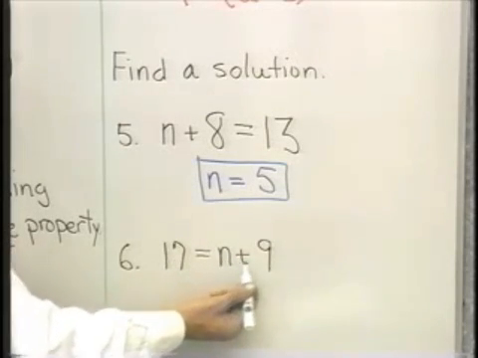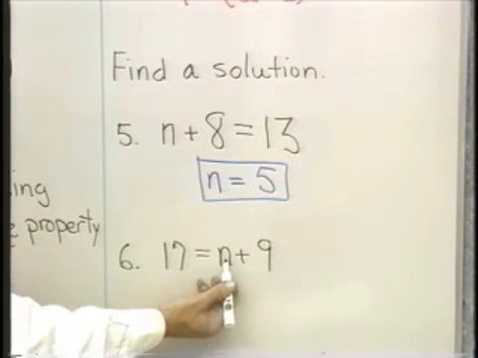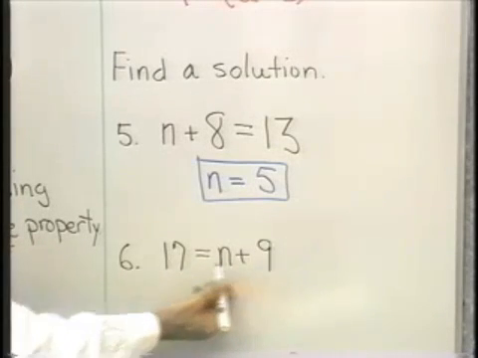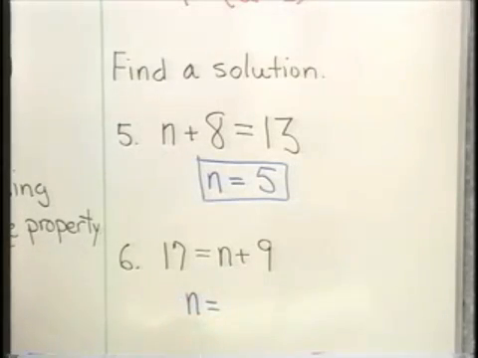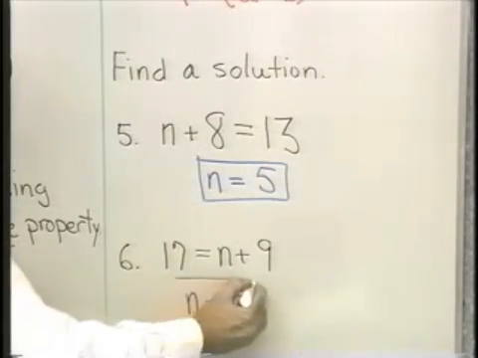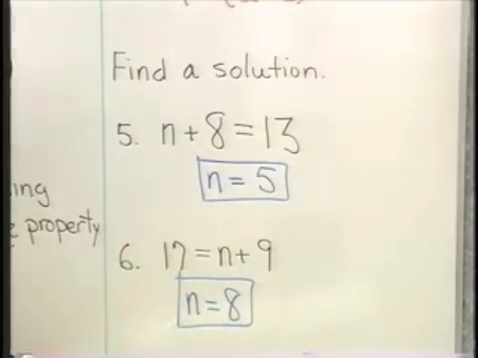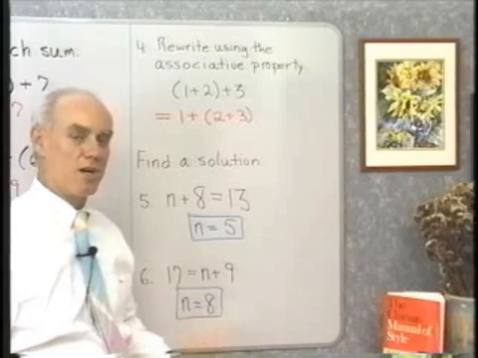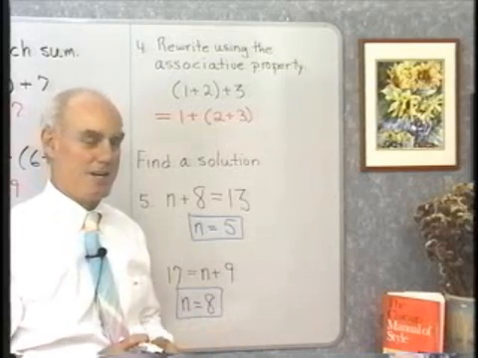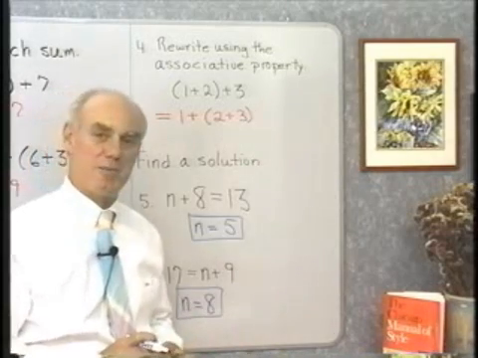17 is equal to n plus 9 is the same as saying what number would I add to 9 to end up with 17? And the answer would be n is equal to 8. So 8 plus 9 is going to be 17, and that's why the solution to this equation is n is equal to 8. Let's go on now and look at some other problems.